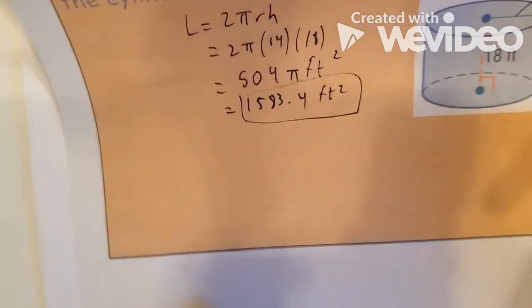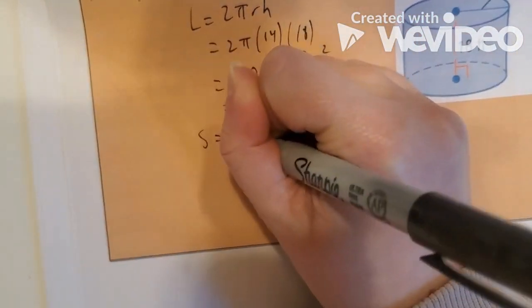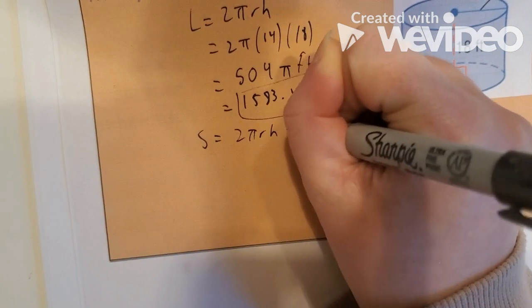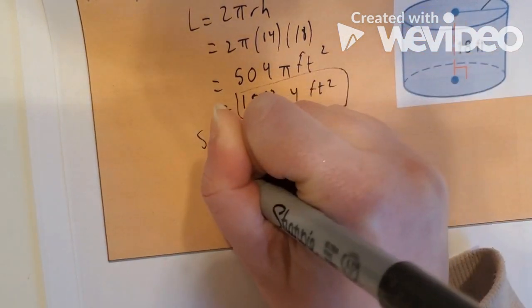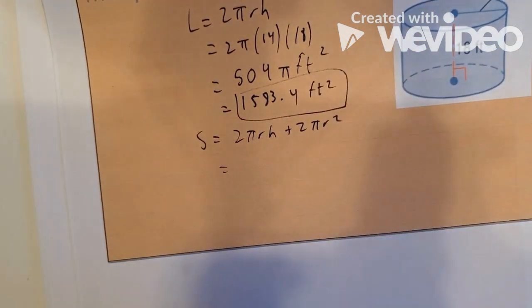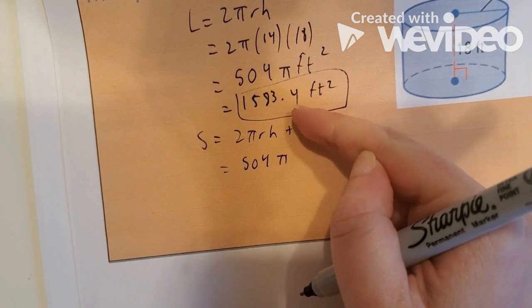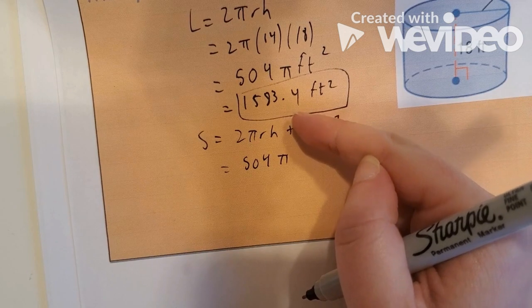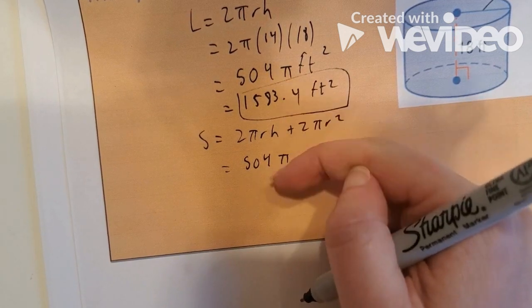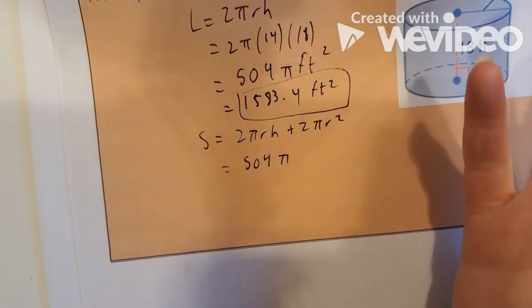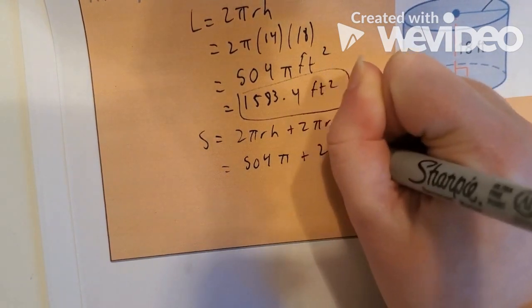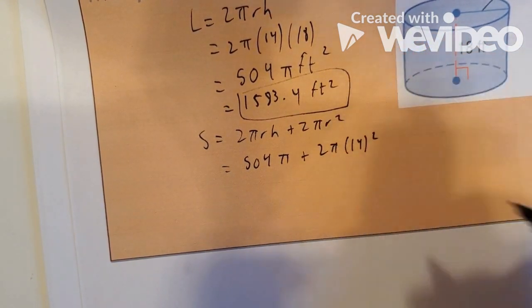So surface area now is 2 pi RH plus 2 pi R squared. I'm going to leave this exact, just because if we use the rounded off decimal, it's probably going to mess us up a little bit. So I'm going to bring in the 504 pi and then round it off again at the end, and then do plus 2 pi times 14 squared.